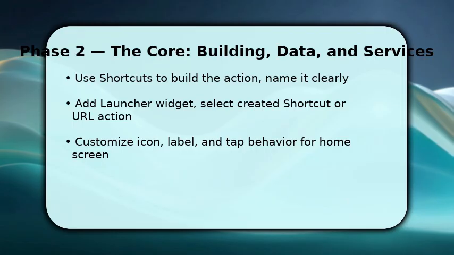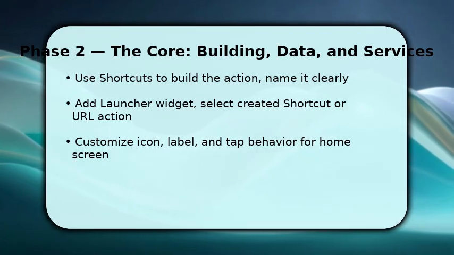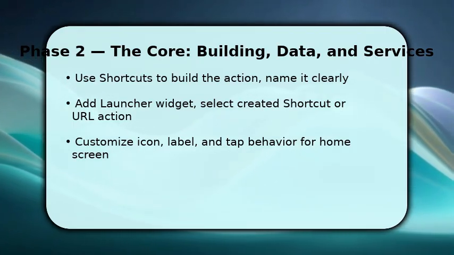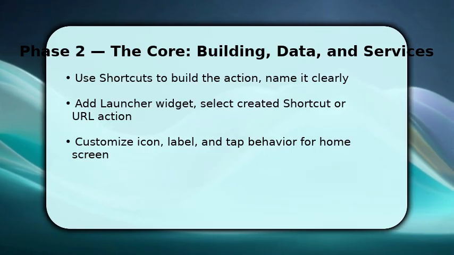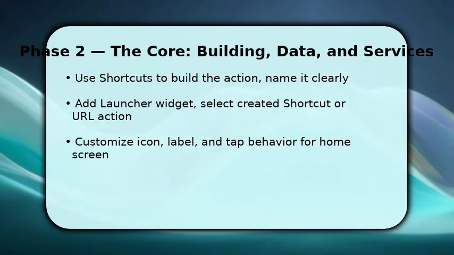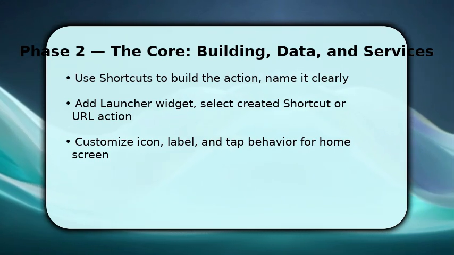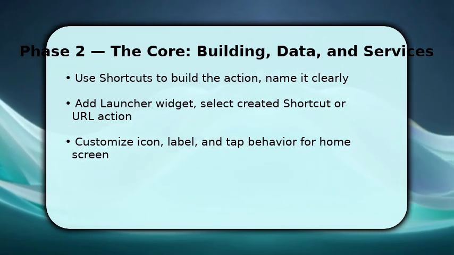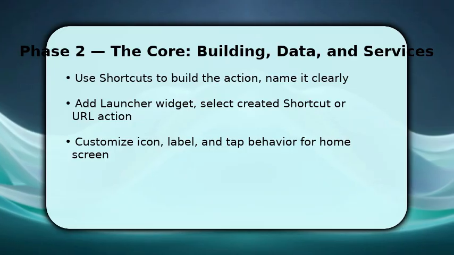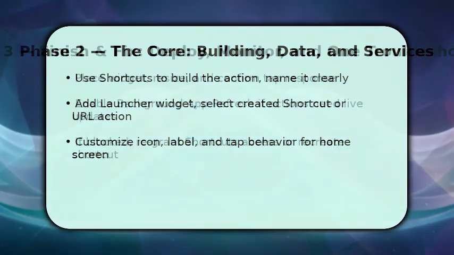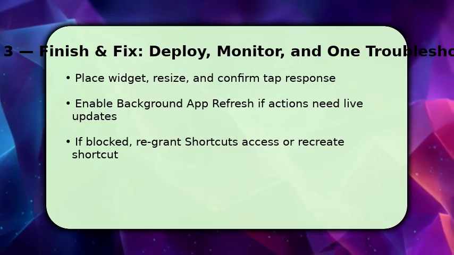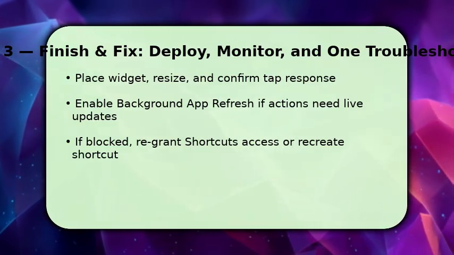Once selected, customize the icon, label, and tap behavior so the widget behaves predictably. Make sure to test the widget on the home screen because Launcher forwards system restrictions, and you may need to adjust the shortcut to run without prompts. You finish by positioning and resizing the Launcher widget, then tapping to confirm the action executes as planned. If it calls a shortcut, expect a short system handoff.